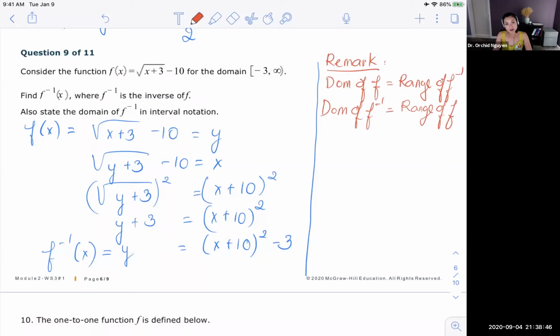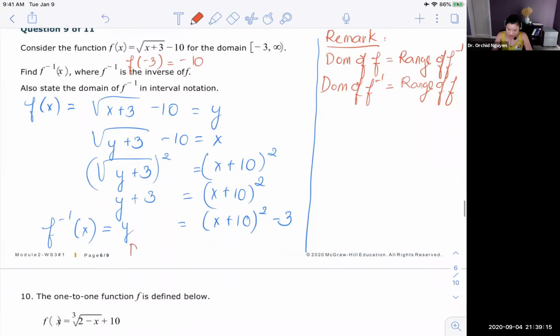So you see from the very beginning, we state that the domain is from -3 to infinity. So if you plug -3 in, you're going to get -10. Okay, so you can see that for the range, we have to go from -10 to infinity. Therefore, to state the domain of the inverse, we start at -10 because that's the range of the original function.